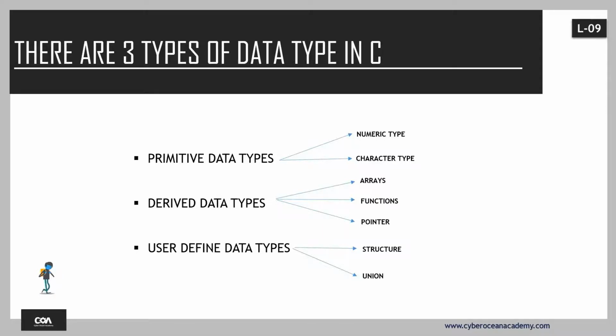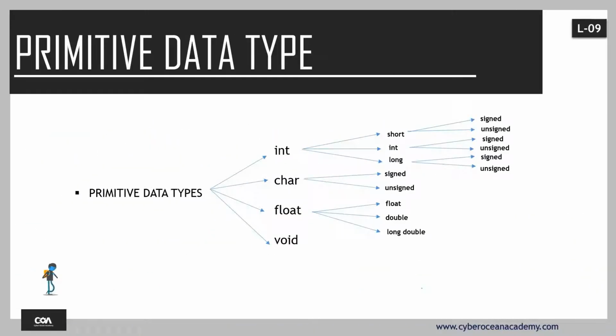And now, let's understand the primitive data types. We have a primitive data type, that is a basic data type. For numeric type, we have int or float. For character type, we have char. Using the int keyword, you can store an integer value inside a variable. Using the char keyword, you can store a character value inside a variable. And using the float keyword, you can store a float value inside a variable.